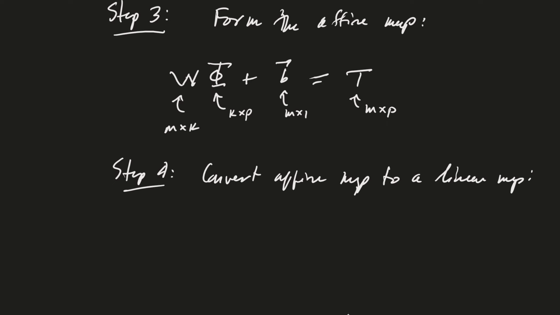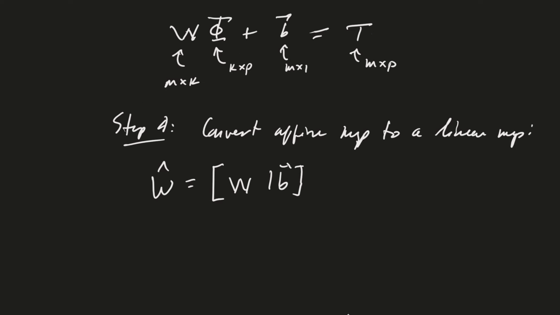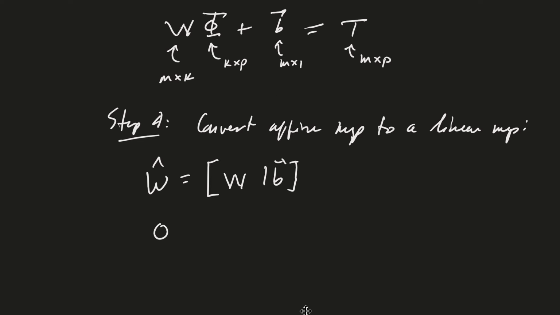Well, we rewrite the left-hand side so that W hat is equal to the augmented matrix WB. Sometimes I leave the bar off, sometimes I leave it in there. And then capital Phi is actually going to be Phi, but then we augment it by a row of zeros. Phi hat is the matrix Phi with a row of zeros down at the bottom.